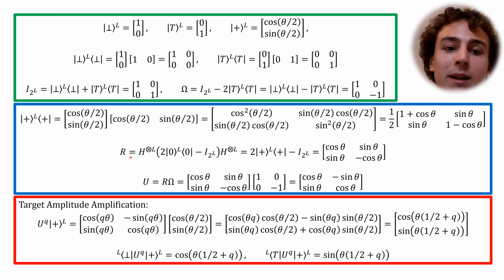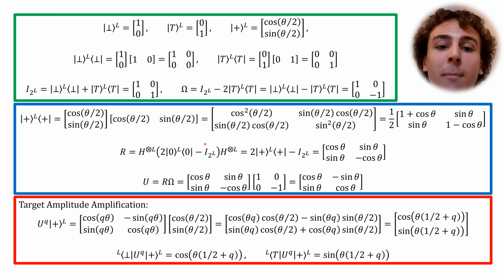And this R can be expressed as a Hadamard sandwich of another operator. Here we have these multi-qubit Hadamard gates, which is the same as applying a single Hadamard gate to all L qubits in this register. So that's what we have over here, a sandwich of these multi-qubit Hadamard gates. And inside the sandwich, we have 2 times a projector formed from the L qubit computational basis state labeled by all zeros, minus this identity operator.